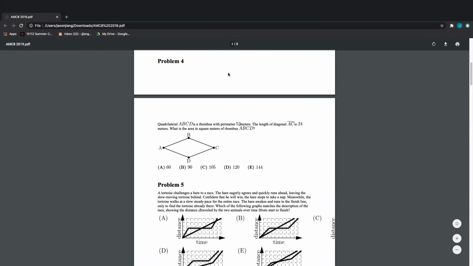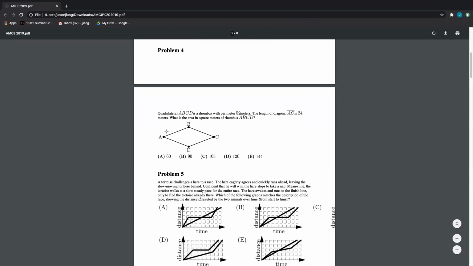We have this quadrilateral, which is actually a rhombus, we're told, with perimeter 52 meters. We're also told that the length of the diagonal is 24, and we want the area. Okay, so we have this diagonal, and we know the perimeter equals 52. Because we have a rhombus, we know that all 4 sides must be equal. So if we do 52 divided by 4, that's 13. So we know all 4 sides have to be 13. Okay, it's a good start.